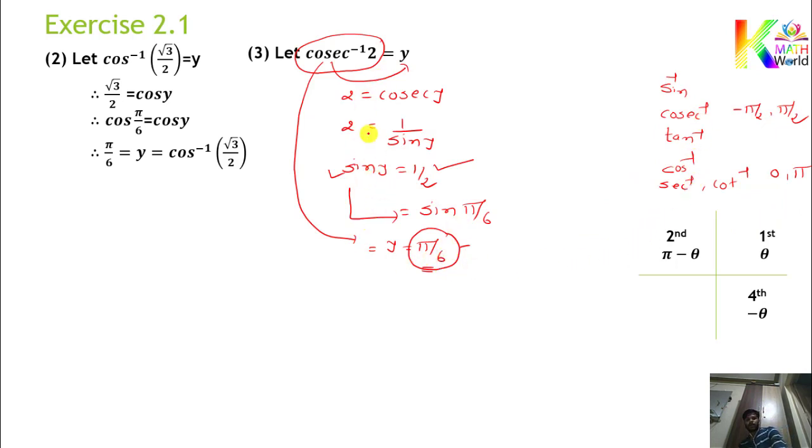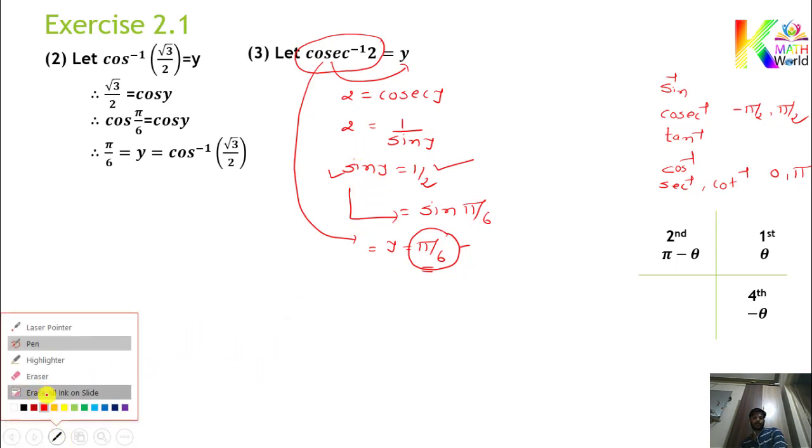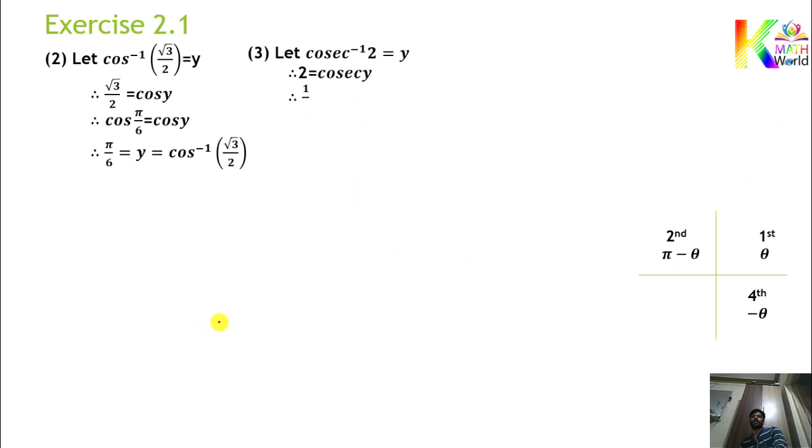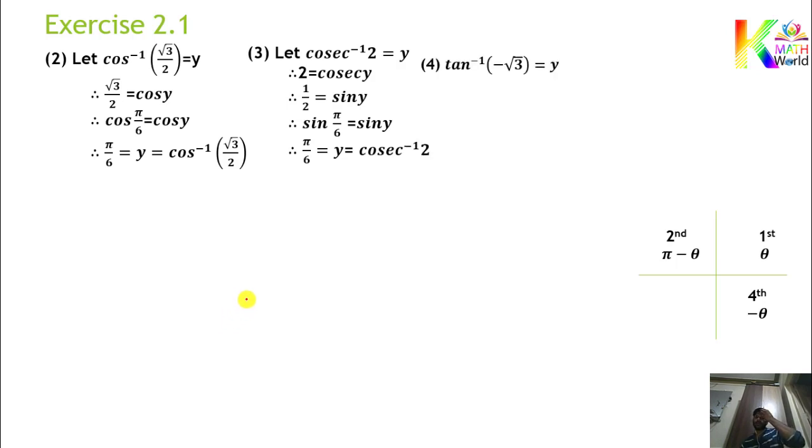Now, whatever we discussed in the solution, you can see the steps here.